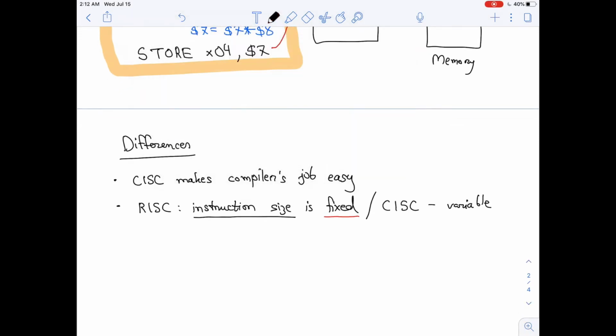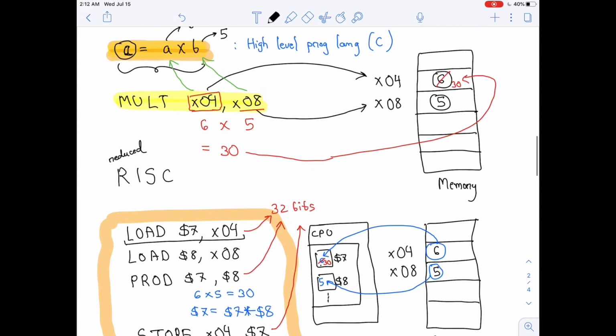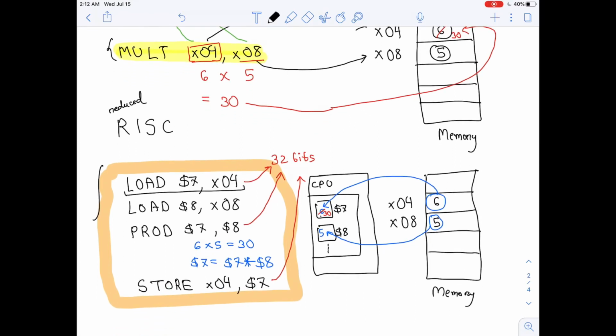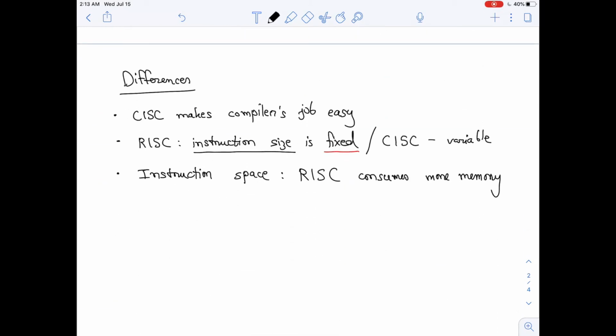Okay, so now let's move on to another difference, which is instruction space. Basically, RISC consumes more memory. So what do I mean by this? Well, as you can see, with CISC you have to store just one instruction in memory to be able to perform a multiplication operation, whereas with RISC, to be able to perform the same multiplication operation you have to store 4 different instructions. So storing instructions consumes memory, and therefore RISC consumes more memory, whereas CISC consumes less memory.